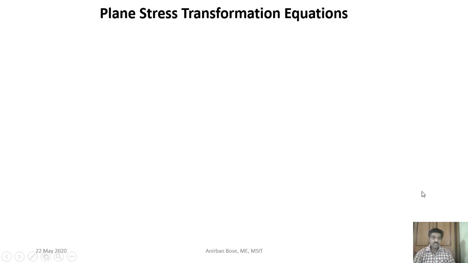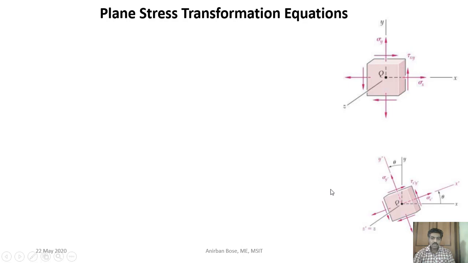Now, plane stress transformation equations. Here you can see a plane stress situation, where sigma x and sigma y are the normal stresses in the x and y directions, and tau xy is also acting. Suppose we want to find the stress components at a different orientation. That means if the orientation is changed by an angle theta, what are the normal and shear components that we want to find out?